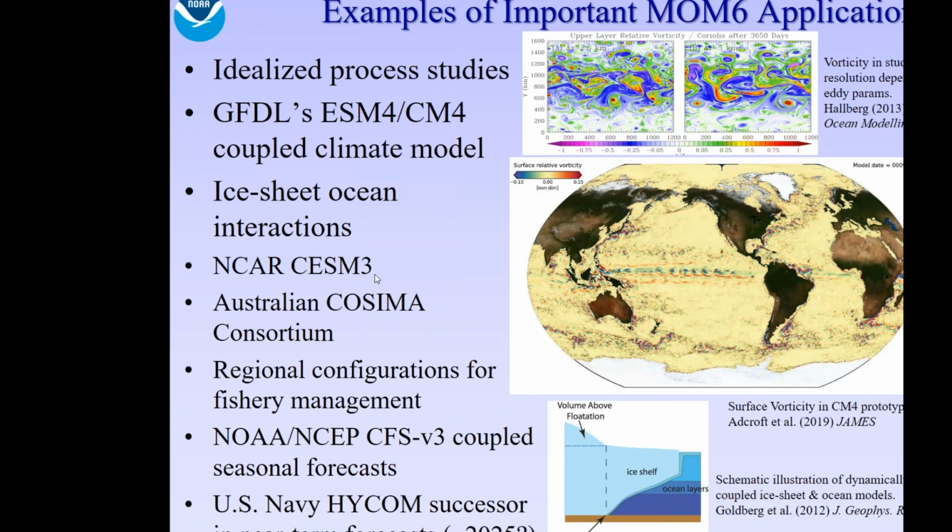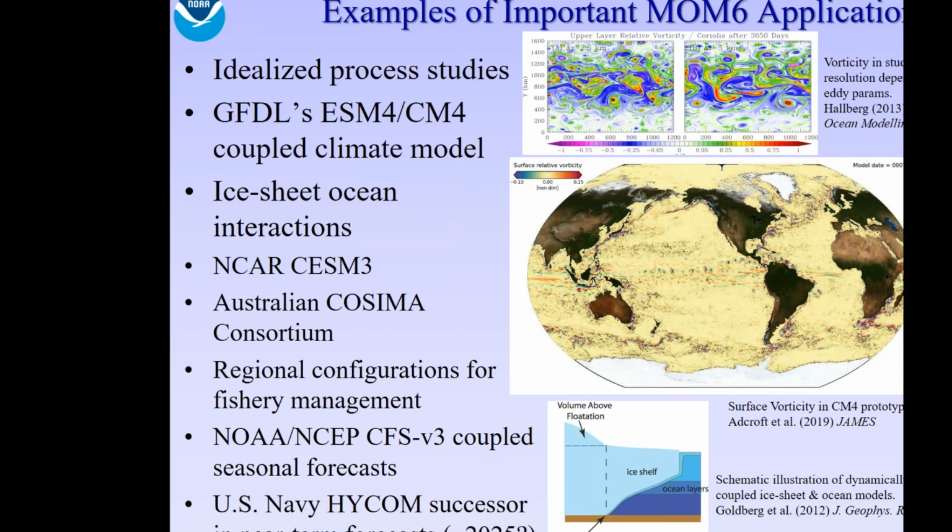There are significant external groups, for instance, the Australian COSIMA consortium, that are using it. And increasingly, reflecting some of the nice properties when it comes to using MOM6 with lots of tracers, it's being used and configured for regional use for fisheries management questions. And I'll say a bit more about that later.